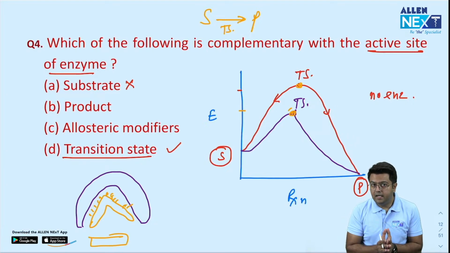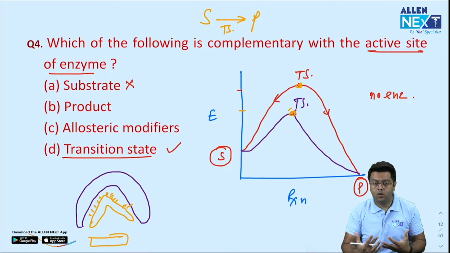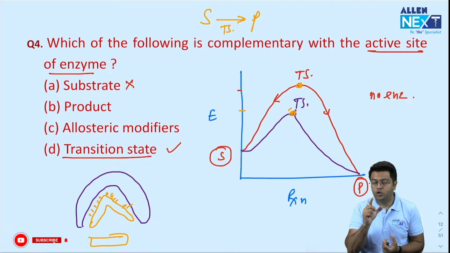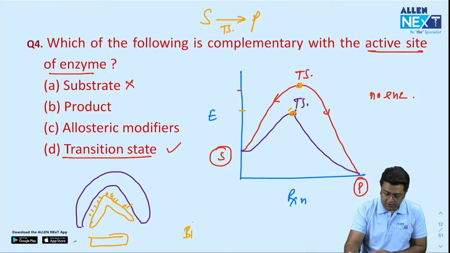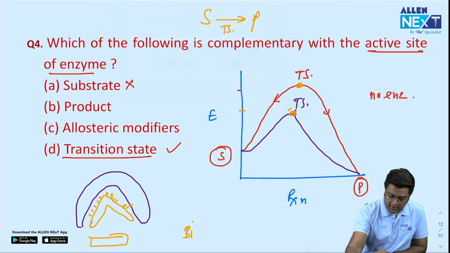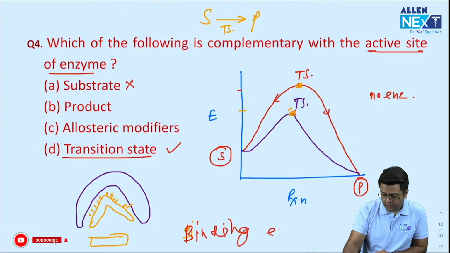How does the enzyme stabilize it? By binding energy. Enzyme and substrate make various bonds which are non-covalent in nature, and that releases energy, and the energy which is released is called the binding energy, right? So this will be called binding energy.